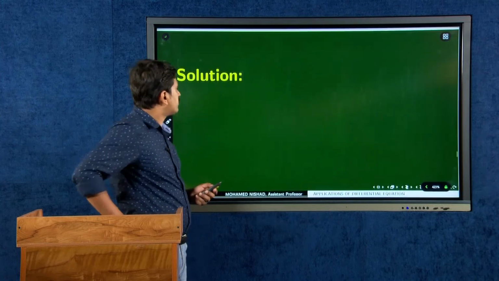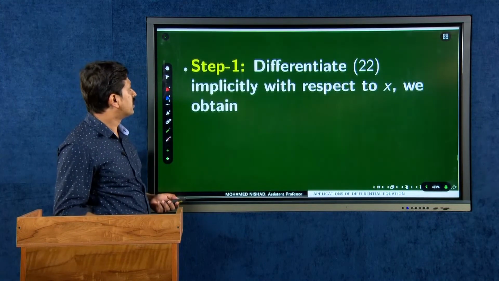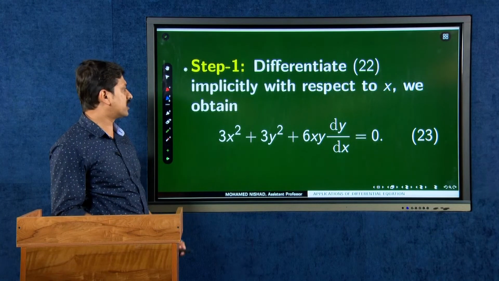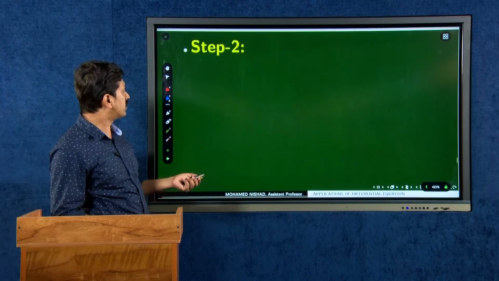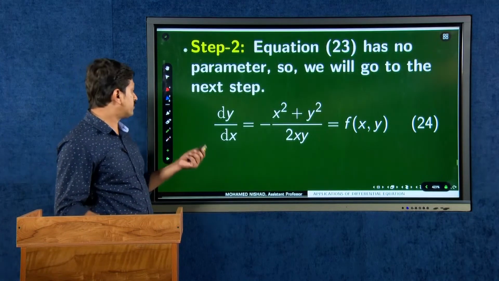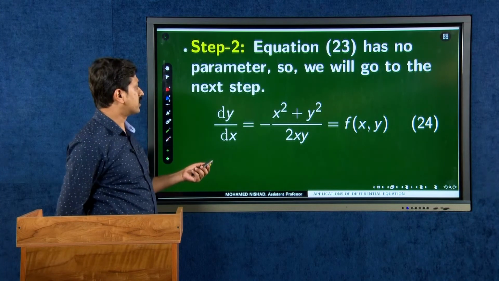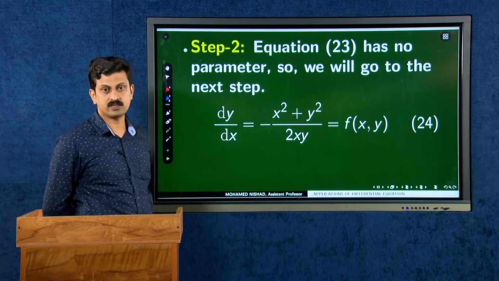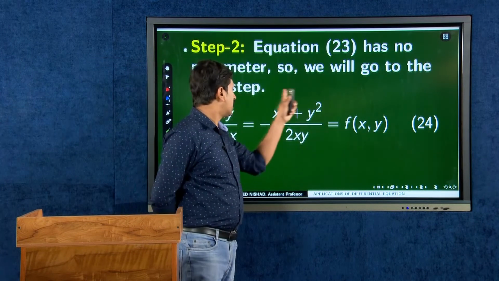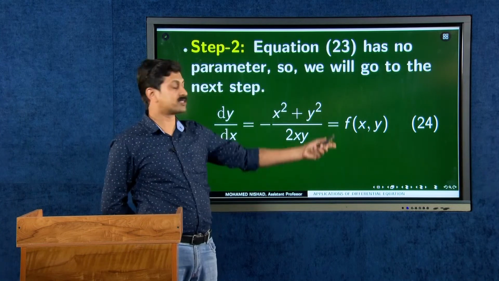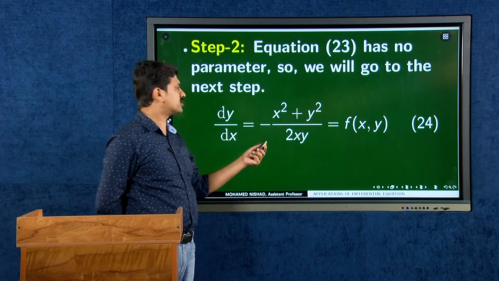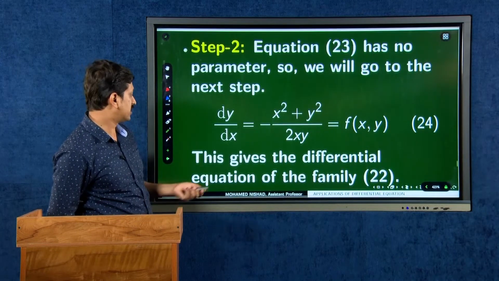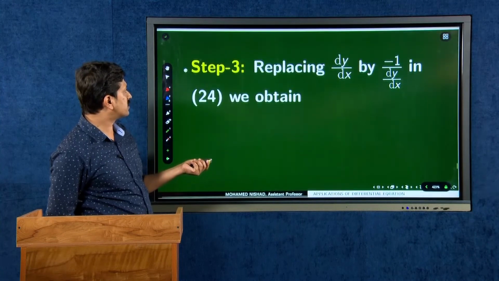See, dear students, in this equation you may differentiate this one. After differentiation you will get another differential equation, that is dy by dx equal to minus (x square plus y square) divided by 2xy, that is equal to f of x y. This is dy by dx is equal to f of x y, a function in x and y. While evaluating this one, you understood that this is a homogeneous differential equation.